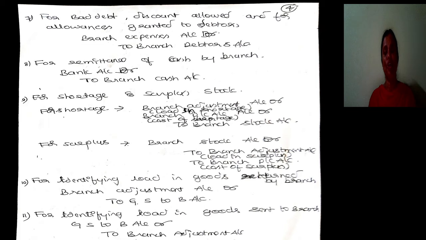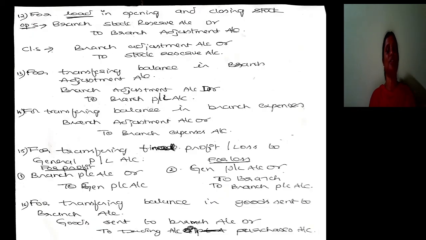For identifying loading in goods returned by the branch, journal entry: Branch Adjustment account debit to Goods Sent to Branch account. For identifying loading in goods sent to branch, journal entry: Goods Sent to Branch account debit to Branch Adjustment account. For loading in opening stock, Branch Stock Reserve account debit to Branch Adjustment. The reverse is the entry for loading in closing stock. For transferring the balance in the branch adjustment account, it can be directly transferred to general profit and loss. Instead, it is better to transfer to the profit and loss account.